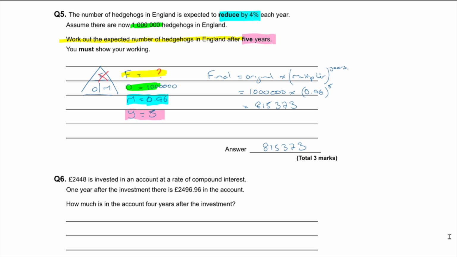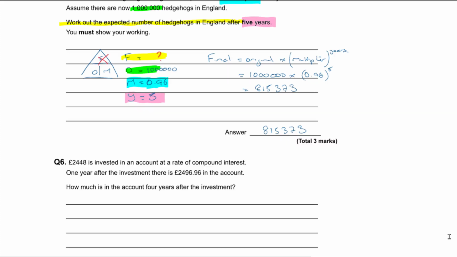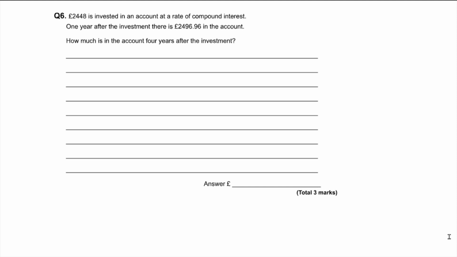Right, question 6. £2,448 is invested in an account at a rate of compound interest. 1 year after the investment, there is £2,496 and 96 pence in the account. How much money is in the account 4 years after the investment? Right, we've got 2 steps to this problem. I'm going to need more space.